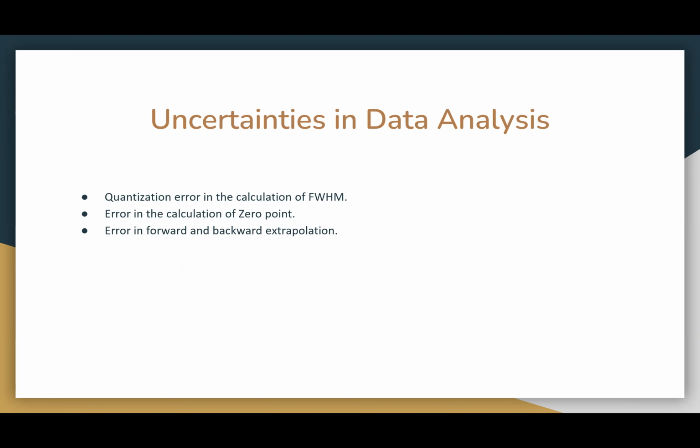So there's an error in that, and there is some quantization error in the calculation of FWHM, because the radius I used is equal to FWHM, but we can only enter the radius values in integers, while the FWHM can be a non-integer. So there is an error in that. And this error might also creep into the calculation of the zero point. So these are the errors. I will hand it over to Yashasvi now to talk about the results part.